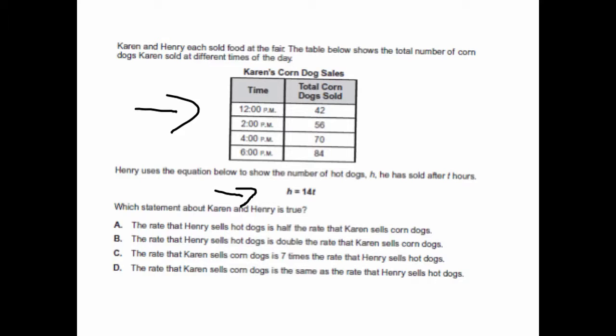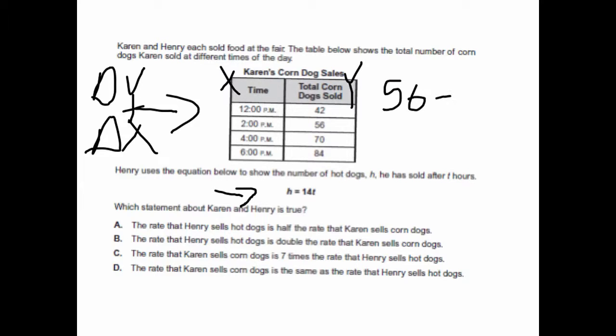Alright, before I can even fathom comparing these two things, I need to write an equation for Karen. So since it's a table, I'm going to do change in y over change in x. So time is my x, corn dogs is my y. So I'm going to do 56 minus 42 over.